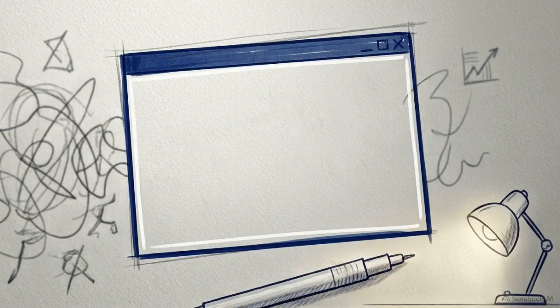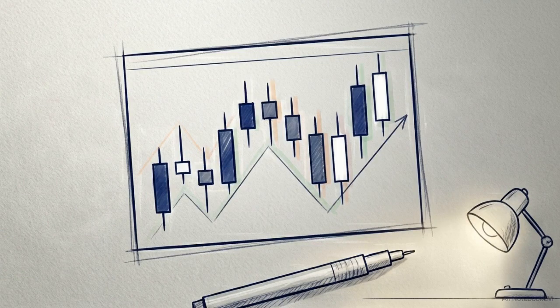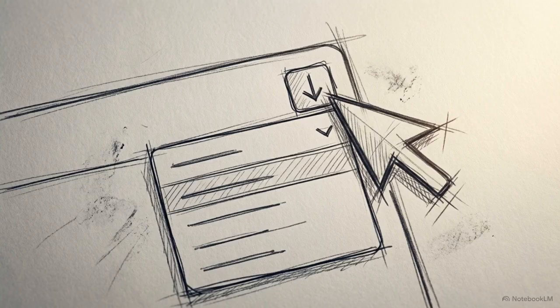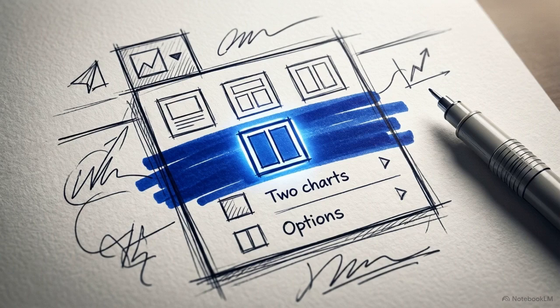When you close your browser tabs and open the TradingView desktop app, you cut out social media and news feeds, giving you a clean space to read the market. Navigate to the Layout Setup menu in the top right corner. Select the two-chart layout to monitor multiple timeframes simultaneously.